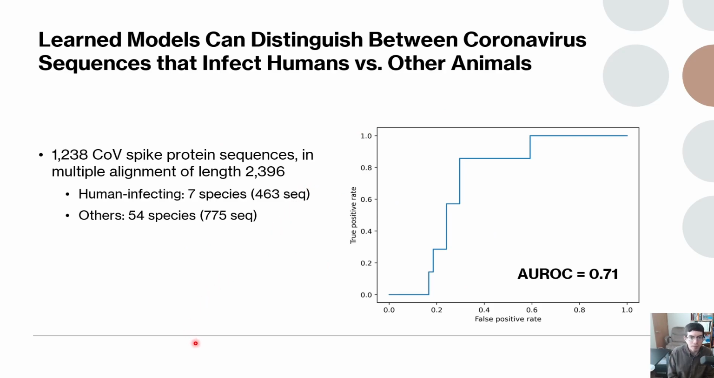We tested this method with a set of coronavirus spike protein sequences, some human infecting and some not. The first step was to learn a convolutional neural network-based model that can differentiate between those two classes. The area under the receiver operating curve for this model was 0.71.